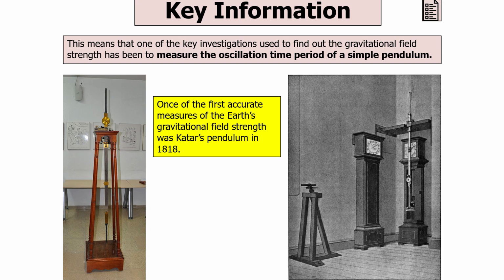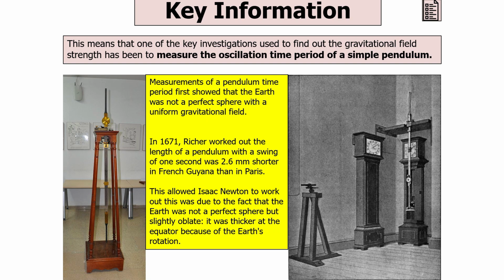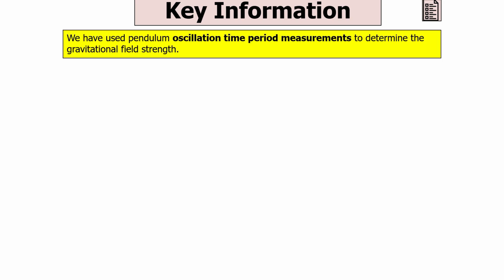One of the first accurate measurements of the Earth's gravitational field strength was Kater's pendulum in 1818. And in 1671, Richer worked out that the length of a pendulum with a swing of 1 second was 2.6 millimeters shorter in French Guiana than Paris. So this allowed us to show the Earth was not a perfect sphere with a uniform gravitational field. This allowed Isaac Newton to work out this was due to the fact the Earth was not a perfect sphere, but slightly oblate. It was thicker at the equator because of the Earth's rotation. So we have used pendulum oscillation period measurements to determine the gravitational field strength.